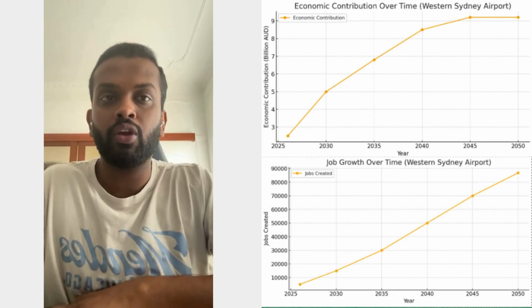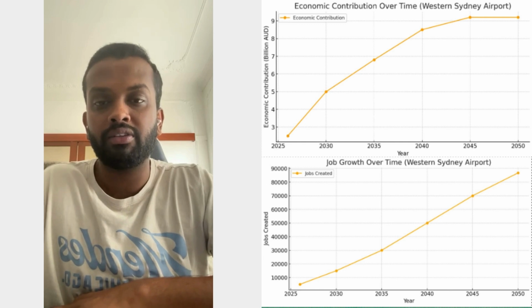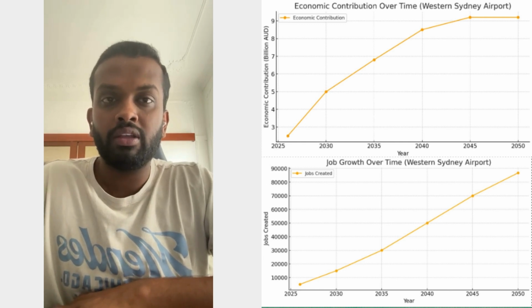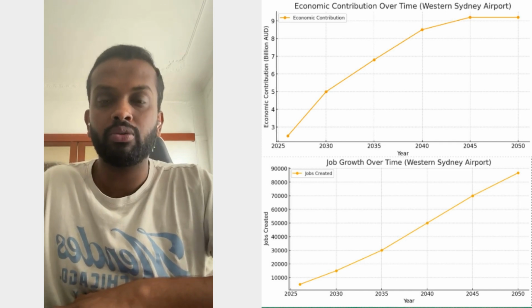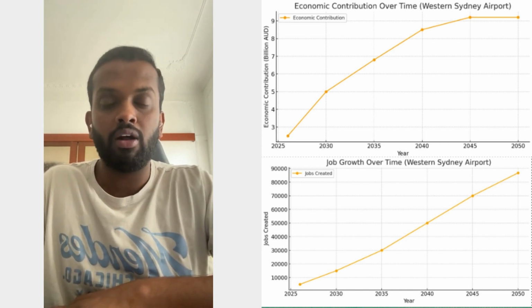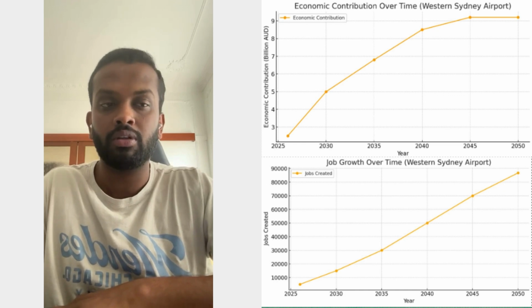The graph shows the economic contribution over time by the Western Sydney Airport. Over the years, we can see the economic contribution increases, and the second graph shows the growth of jobs over the time. Also, the job growth increases over the coming duration.